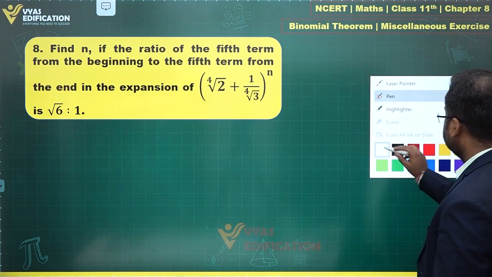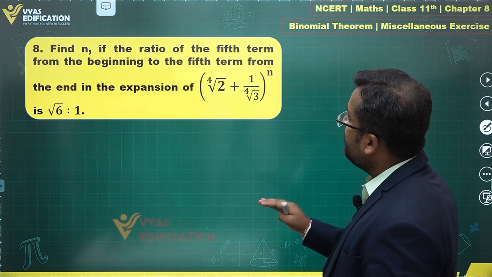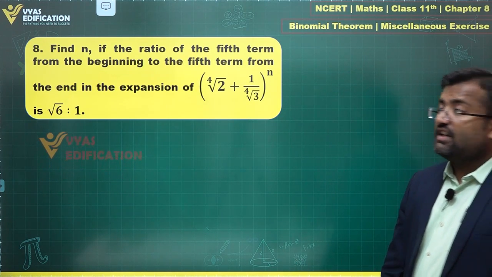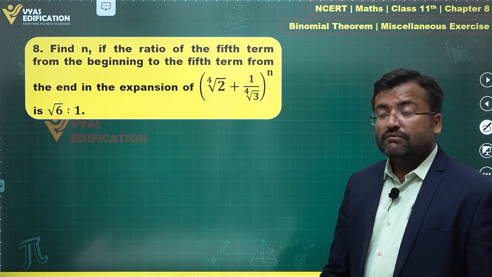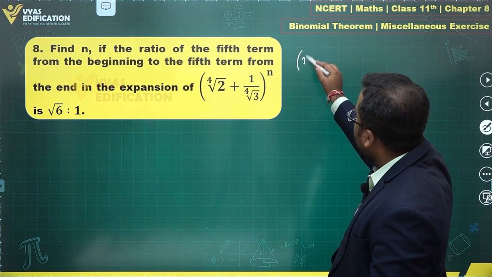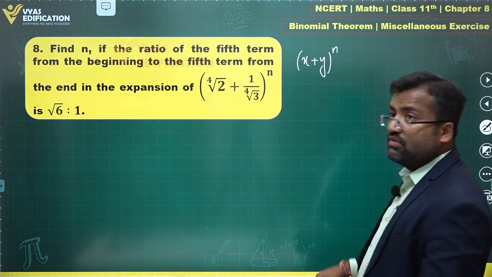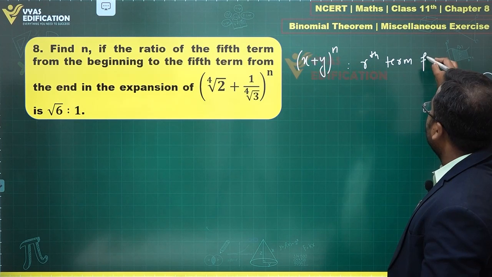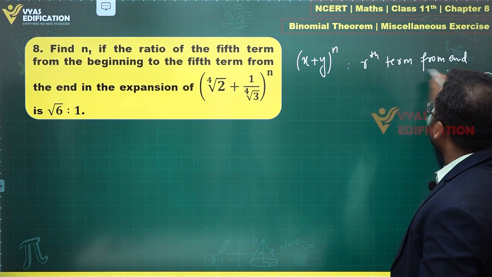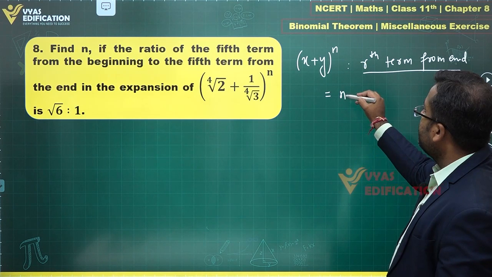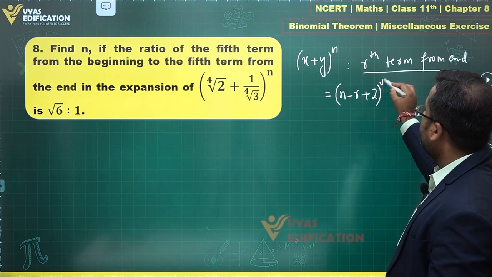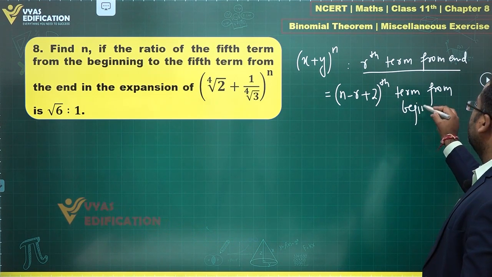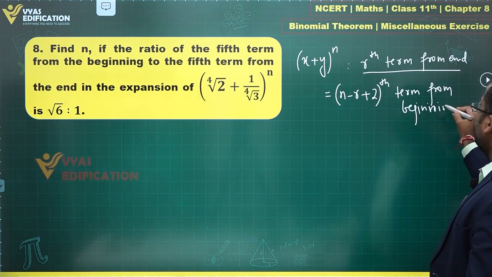Find n if the ratio of the 5th term from the beginning to the 5th term from the end in the expansion of this is root 6 to 1. Now that's interesting. 5th term from the beginning is very simple. What about the 5th term from the end? So for x plus y power n, we know something. Rth term from end is equal to the n minus r plus 2th term from beginning. This is what we know, right?